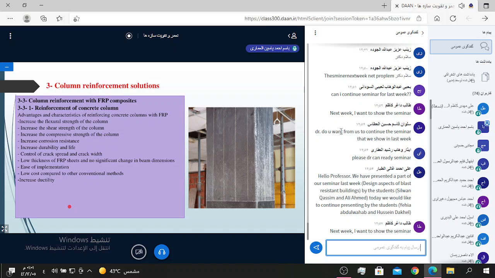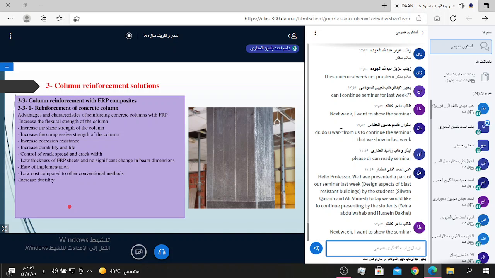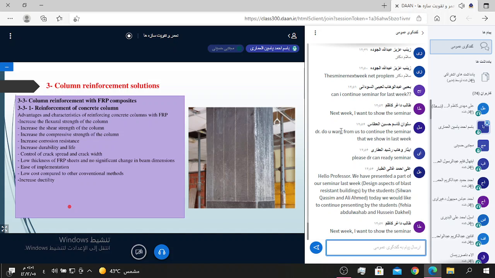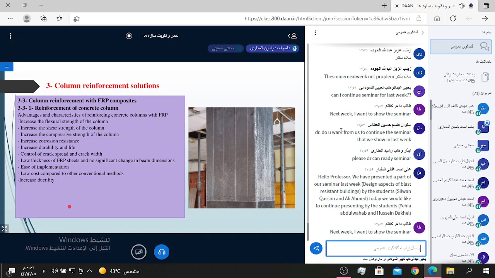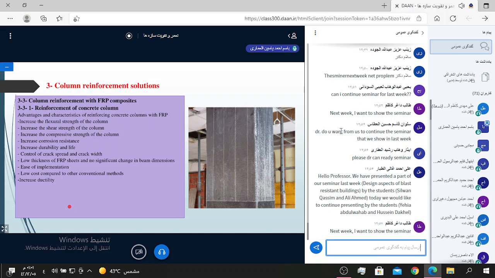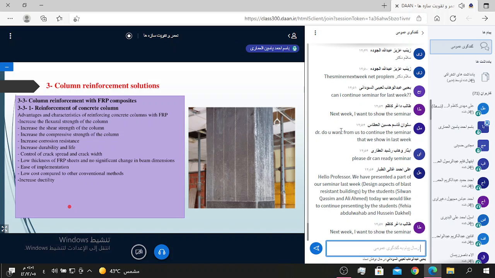Increase corrosion resistance. Increase durability and life. Control of crack spread and crack width. Low thickness of FRP sheets and no significant change in the beam dimension, ease of implementation, low cost compared to the other conventional methods, and increased ductility.